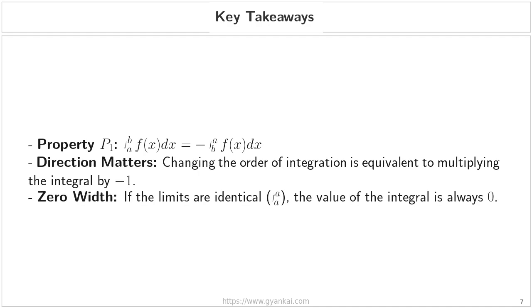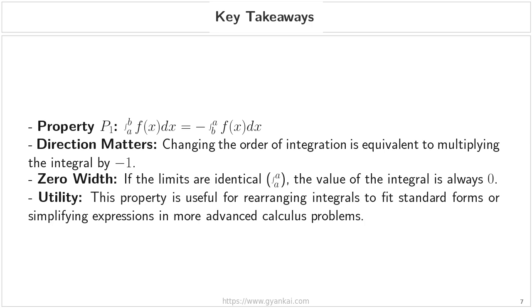Next, we have 0 width. This is a really neat little shortcut. If the lower and upper limits of integration are the same, meaning we have the integral from a to a of f of x dx, then the entire integral evaluates to 0. This makes sense geometrically because we're trying to find the area under a curve between 2 points that are actually the same point. There's no width to the interval, so the area is 0. And as we saw with the fundamental theorem of calculus, the mathematical calculation also confirms this. The antiderivative evaluated at the same point cancels itself out.